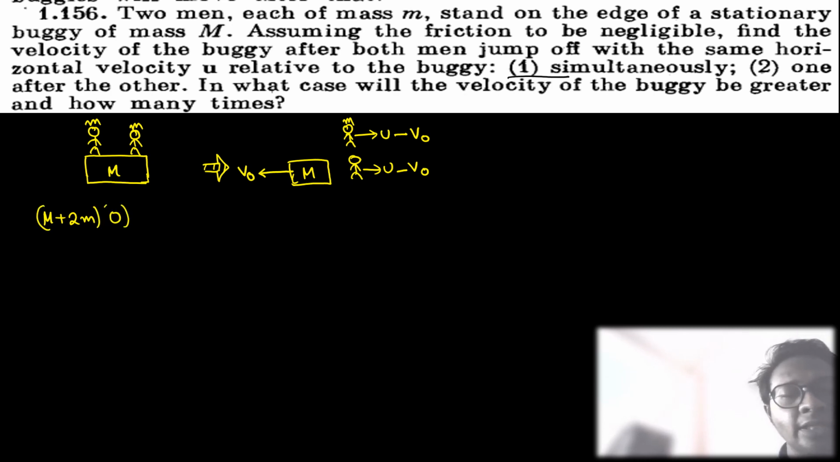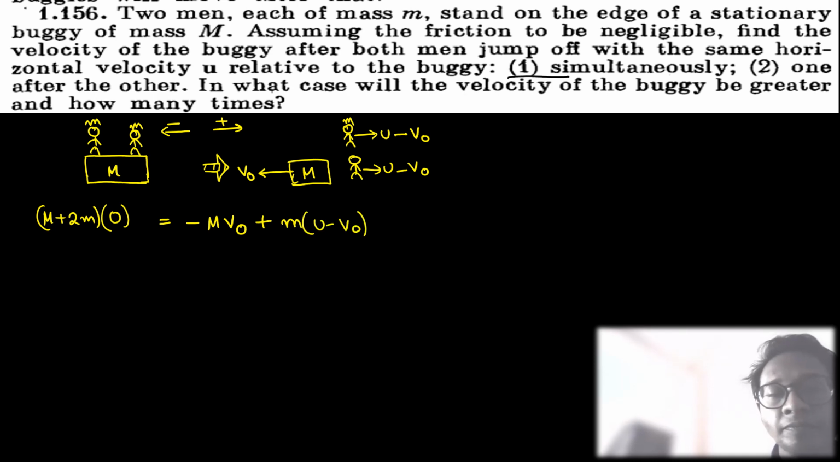Now we can simply apply conservation of momentum. What was the initial momentum? The initial momentum was the total mass, m plus 2m, into the velocity, which was 0. None of them are moving, so the total velocity of the system is 0. What is the final momentum? Whenever dealing with momentum, always use a coordinate system. So it is minus m v naught plus m into (u minus v naught) plus m into (u minus v naught).